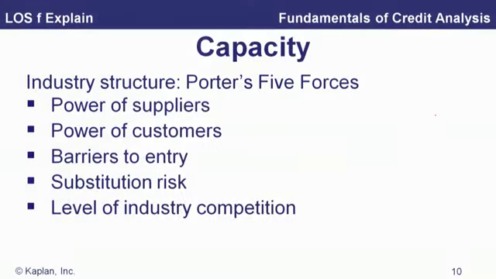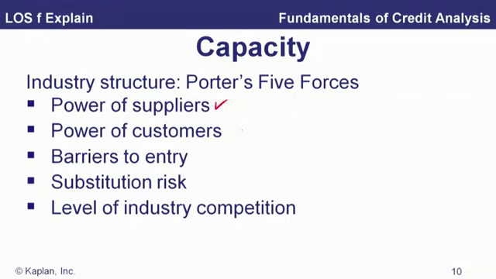So how about capacity? Well, I guess we can look at this from the aspect of Porter's 5 forces too. One way to look at it. Power of suppliers, power of customers, barriers to entry, substitution risk, and level of industry competition. Now, I think we've seen Porter's 5 forces, or will see them, depending the order you're studying things, in other areas of the curriculum as well. But at least they stay the same.